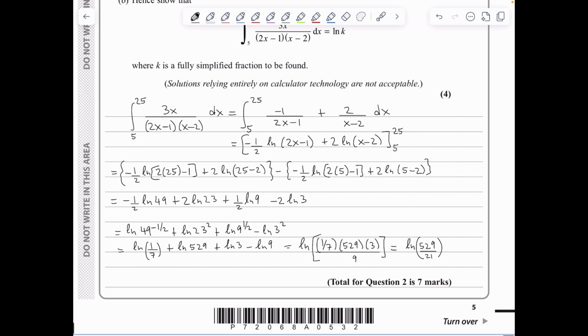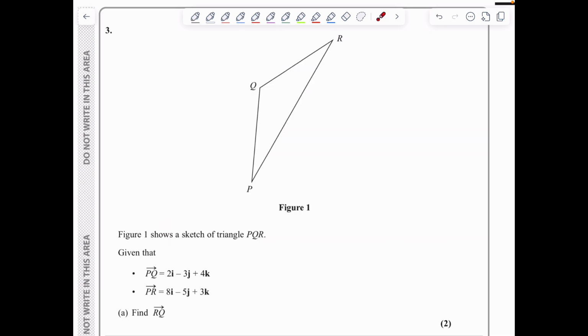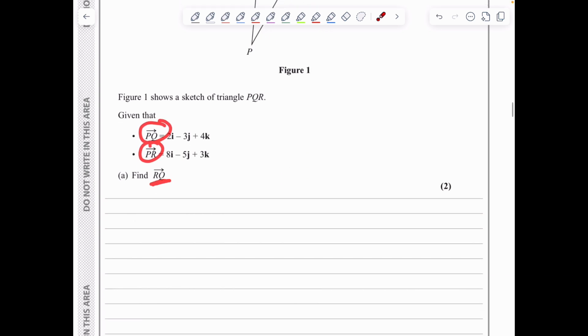In question 3, we are given the vectors PQ and PR, and we are asked to find the vector RQ. Well, we know that to go from R to Q, I can go from R to P and then from P to Q. Now we don't have the vector RP, but we do have the vector PR. So the vector RP will simply be the negative of this. So it's going to be negative 8, 5, negative 3. And we've got the vector PQ, it's 2, negative 3, 4.